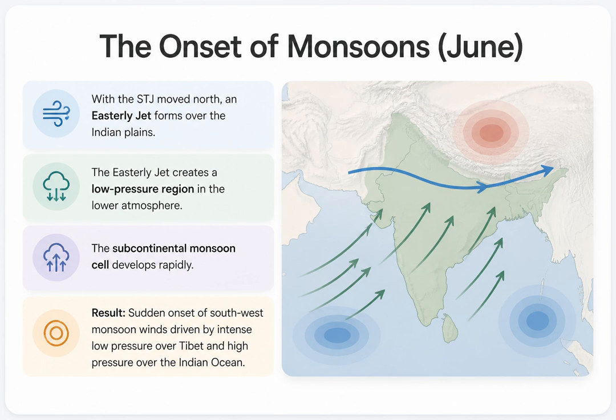Once the subtropical jet stream moves out of the way in early June, the monsoon bursts onto the scene. A new upper air wind, the tropical easterly jet, forms over the Indian plains. This jet creates cyclonic, low-pressure conditions near the surface. With the high-pressure block removed, the monsoon cell develops in a matter of days. Moist air from the high-pressure Indian Ocean rushes violently toward the intense low-pressure void over Tibet, resulting in the sudden, dramatic onset of the southwest monsoon.